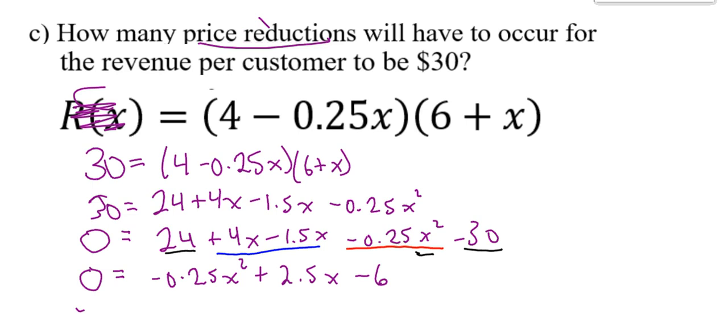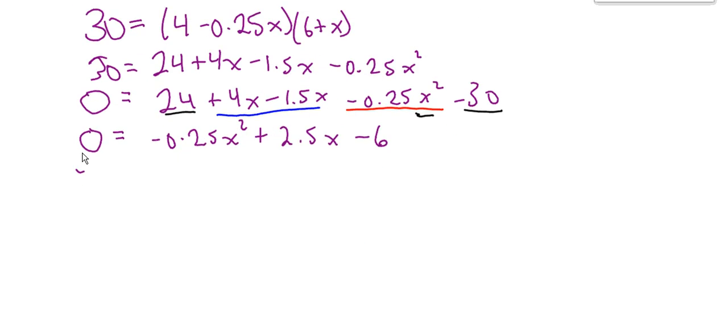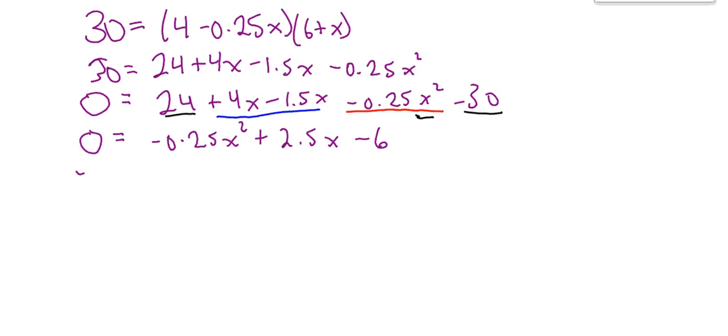And now I have a quadratic in the form ax squared plus bx plus c equals 0. And when I have a quadratic in that form, it's standard form. The easiest way to solve for x when it's in standard form is to use the quadratic equation. So the quadratic equation, come on, you know it, you love it.